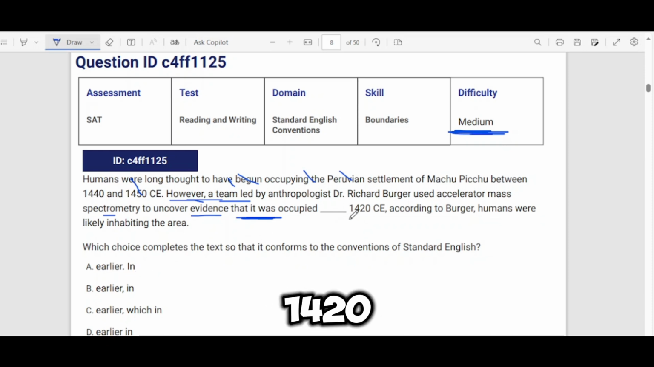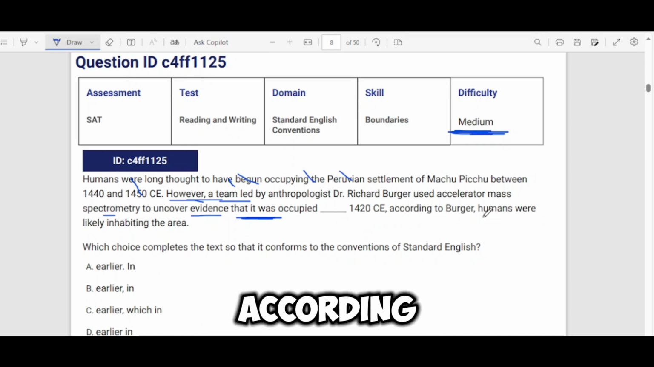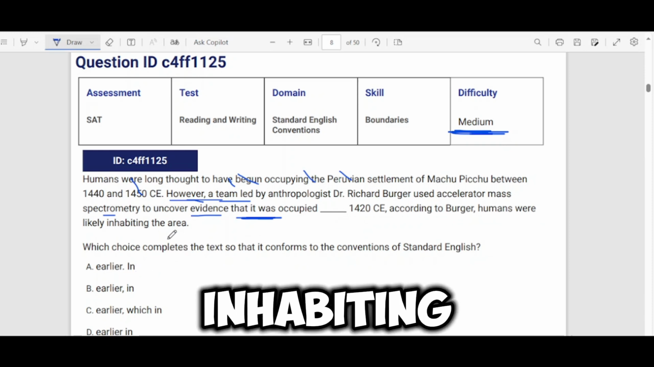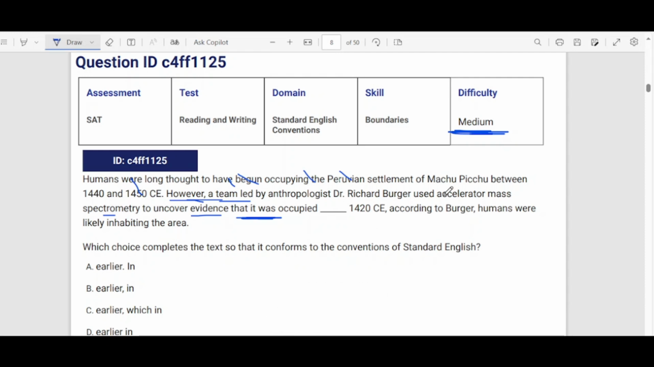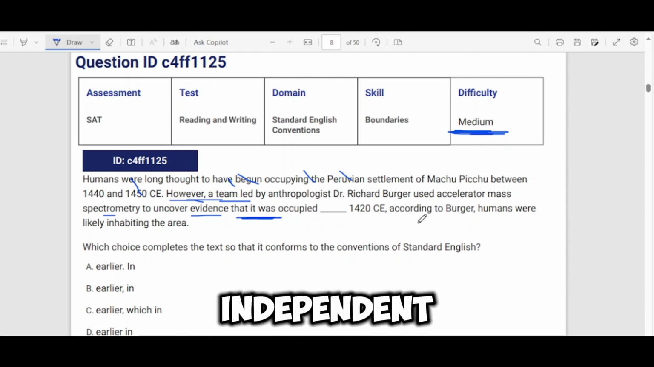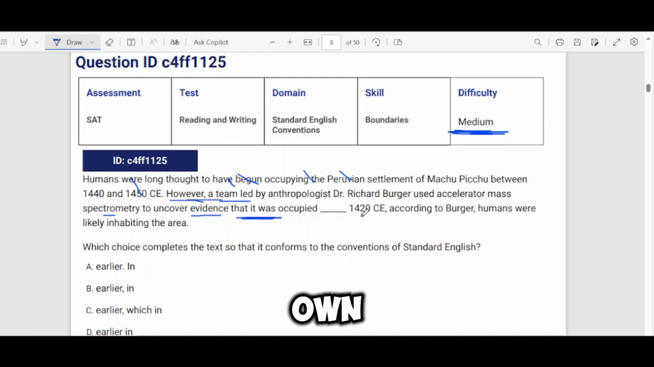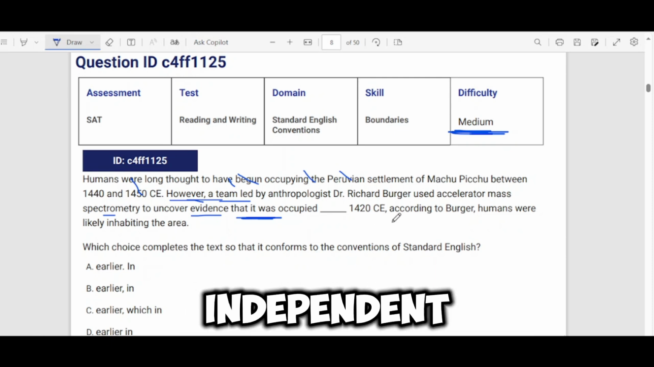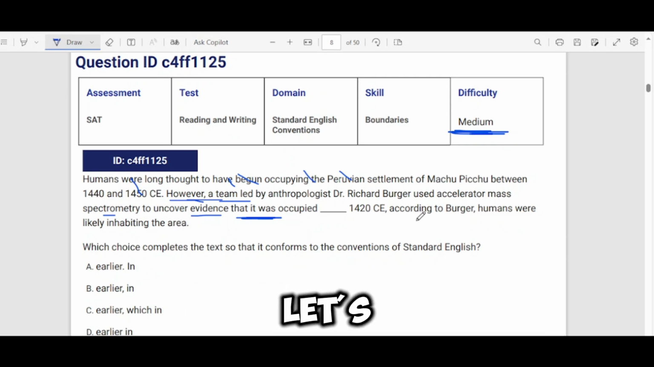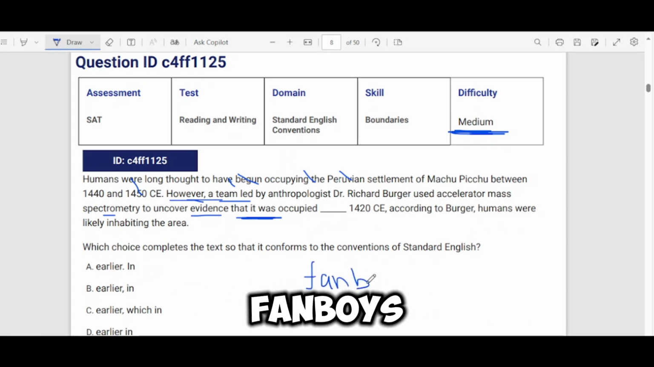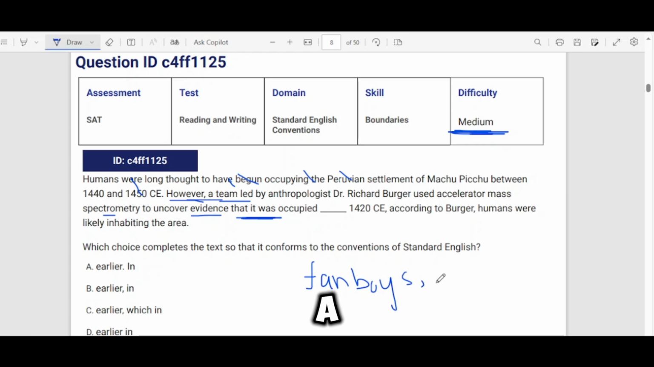In 1420 CE, according to Berger, humans were likely inhabiting the area. Okay, so what is this? This is also an independent clause because it makes sense on its own. For example, in 1420 CE, according to Berger, humans were likely inhabiting the area. Okay, this is an independent clause. So there are two independent clauses, and what are we looking for? We're looking for a combination of FANBOYS and a comma.